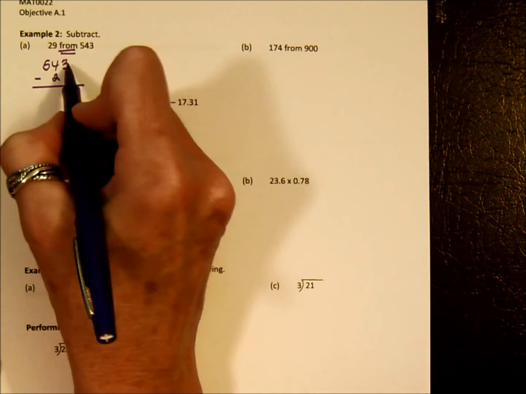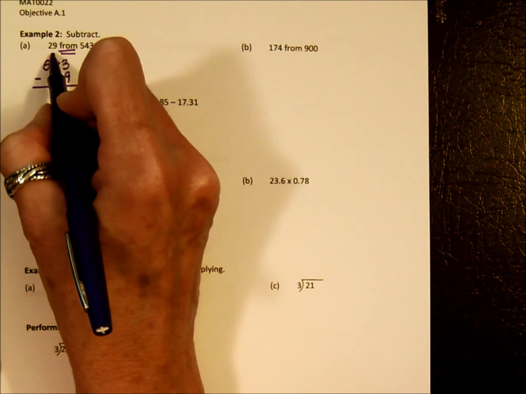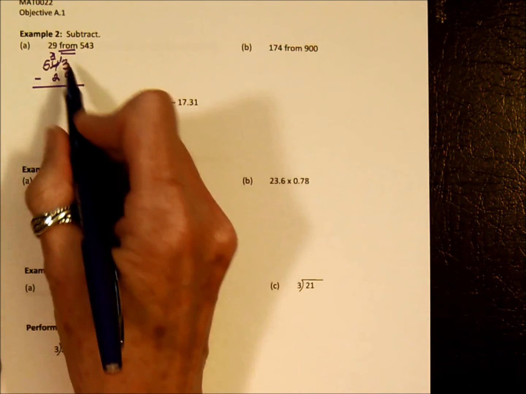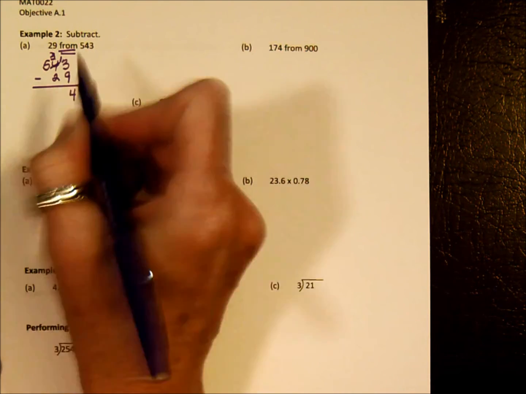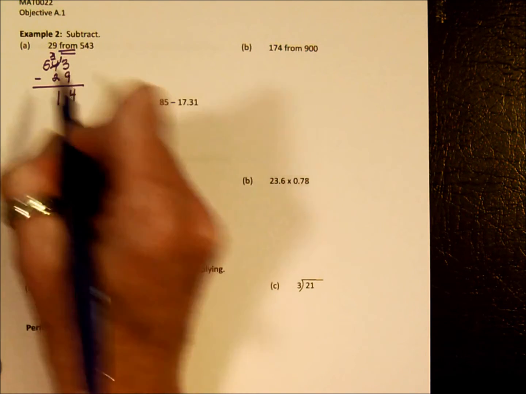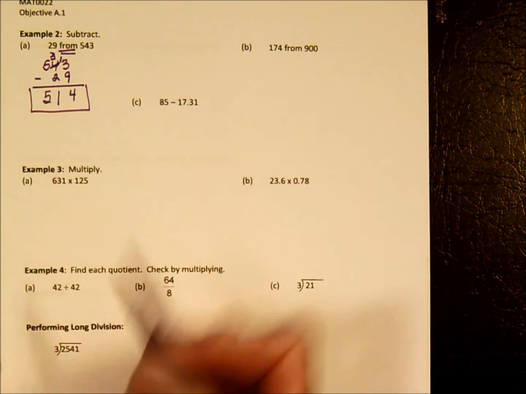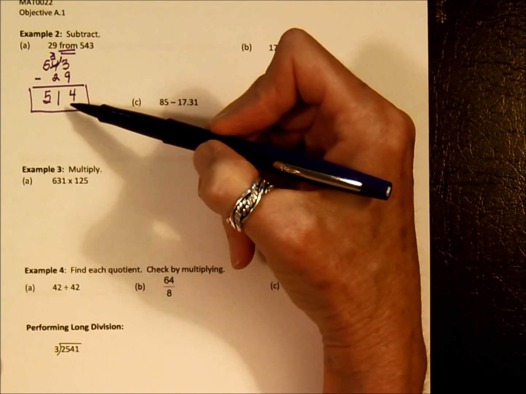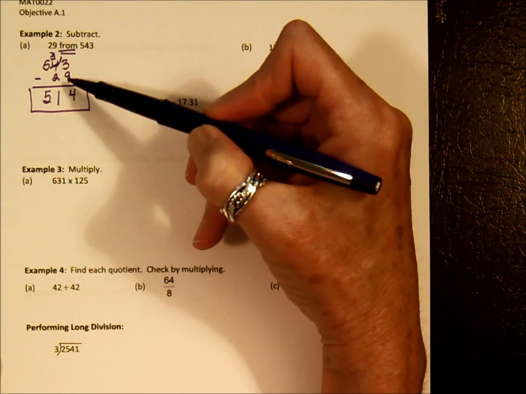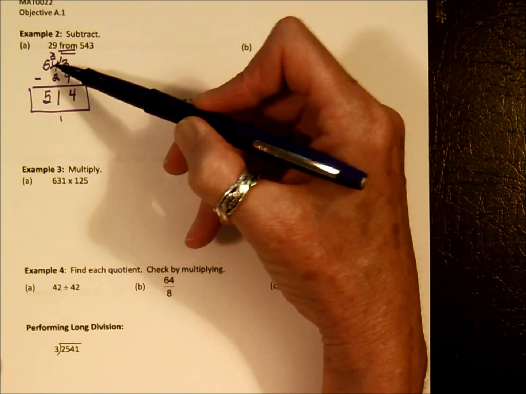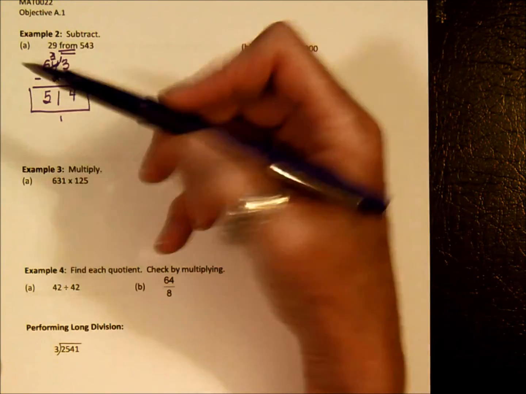So you have to go to the 4. You're borrowing a 10, so that's a 10, and a 3 makes a 13. 13 take away 9 is 4, 3 take away 2 is 1, and then 5 take away nothing. You check subtraction by adding back, and I just do it upside down. 4 and 9 is 13, carry a 1. 1 and 1 is 2, and 2 is 4, and 5 is 5.